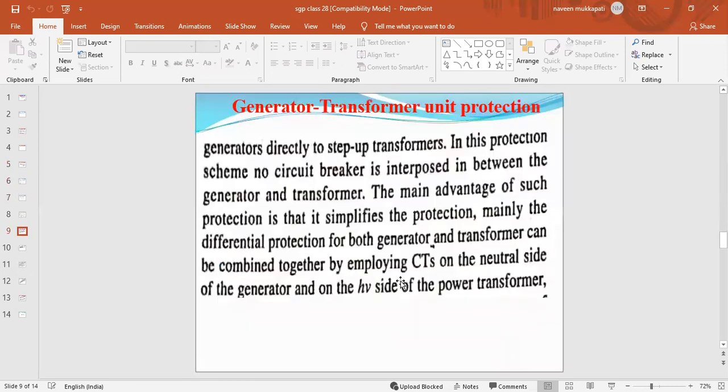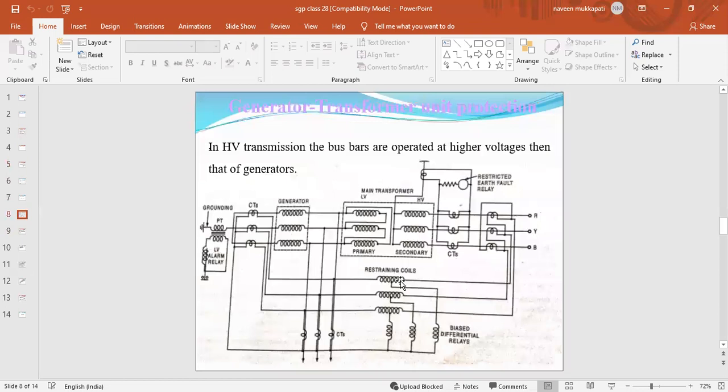Why? Because we give combined protection for the generator and the transformer. We give protection for all phase to phase faults and phase to earth faults, and also some protection for overloading, overfluxing and leakage of flux. All of that is given for both the generator and the transformer.